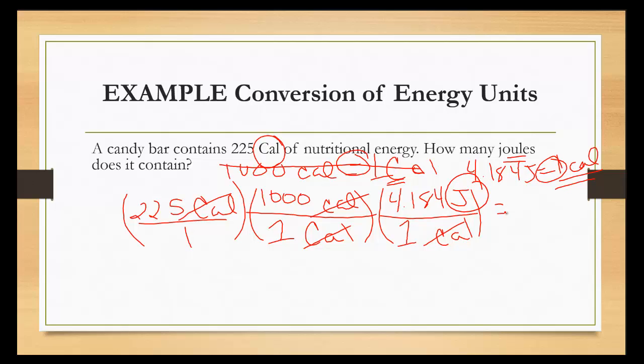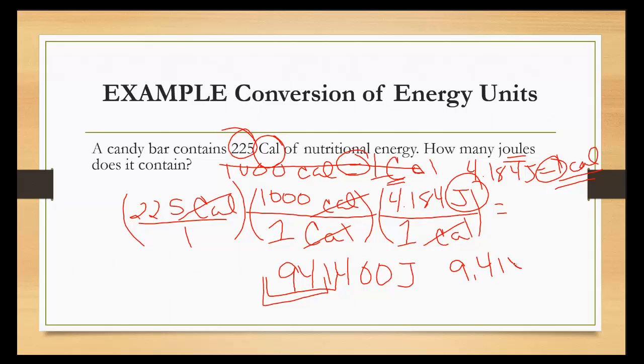So it's 225 times 1,000 times 4.184. That comes out to be 941,400 joules. We have three significant figures here, so therefore we want three significant figures in our final answer. So I'm going to take the first three numbers, the 9, 4, and 1. I'm going to put it in scientific notation so it's easier to write. 1, 2, 3, 4, 5. So 9.41 times 10 to the 5th joules.